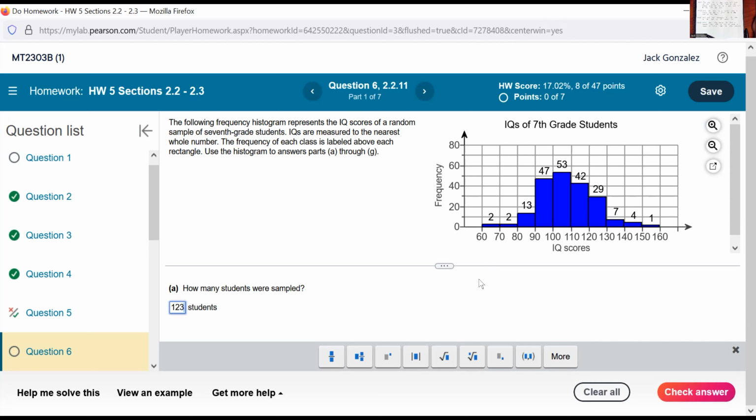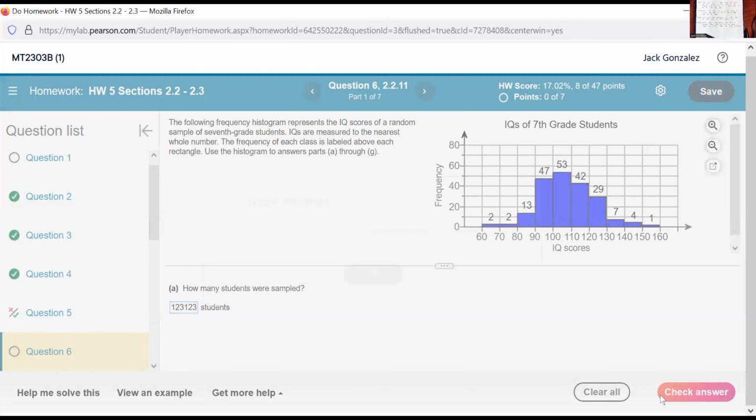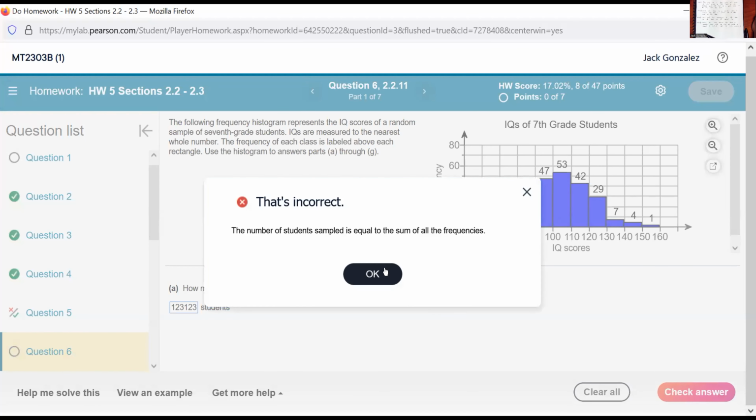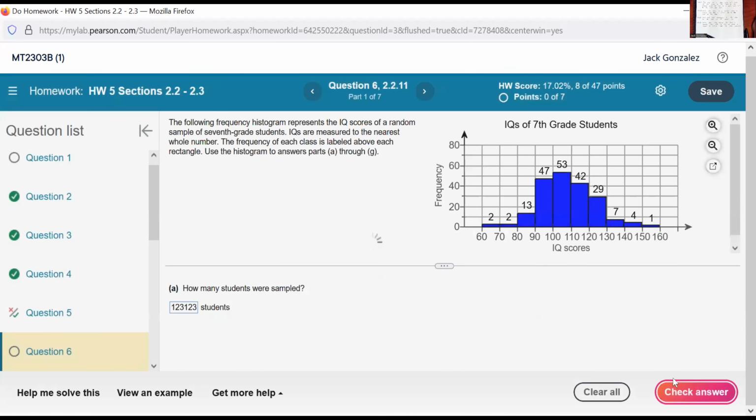I'm not gonna waste my time adding. I believe you guys can add these together, right? Let's move on to the next part. It's 200.